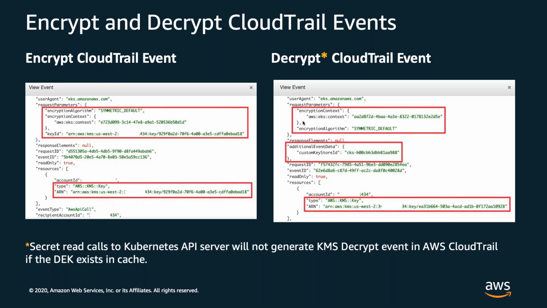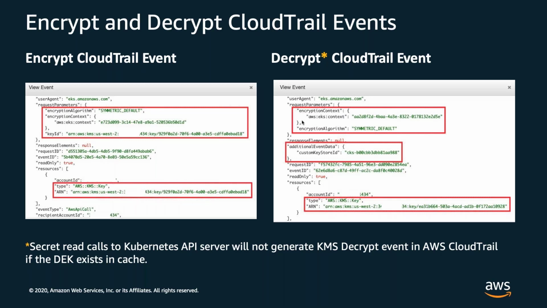So the calls made to KMS are logged in CloudTrail, and they are presented as a CloudTrail event. The Encrypt CloudTrail event is shown on the left of the screen, and the Decrypt event is shown on the right. One thing to note in particular is that because of the existence of the cache, the secret read calls to the Kubernetes API server will not generate a Decrypt event in CloudTrail if the DEC exists in the cache. So let's say you have a new secret which was created, and you make a read call right after creating the secret.